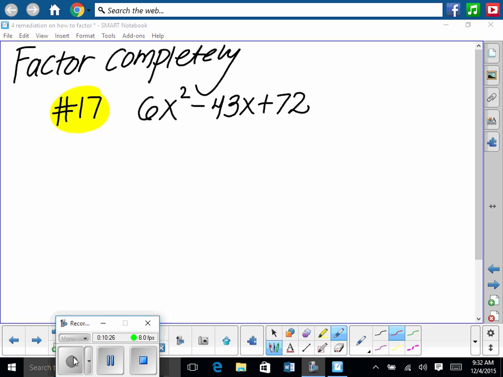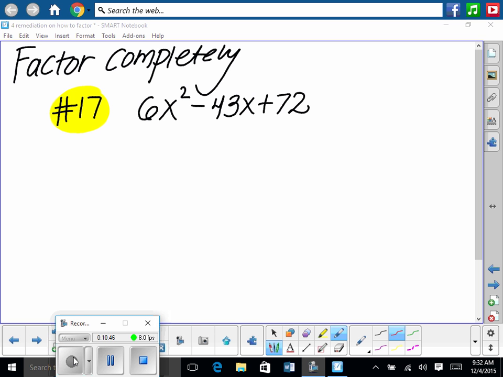Yep. So we're asked to factor this completely. Now I always check first to see if there's something I can pull out in the beginning, because these are going to be big numbers. And if I factor something out, it might be smaller. But unfortunately, 6 doesn't divide by 43, so we can't pull out anything. So we're just going to go ahead and do this.